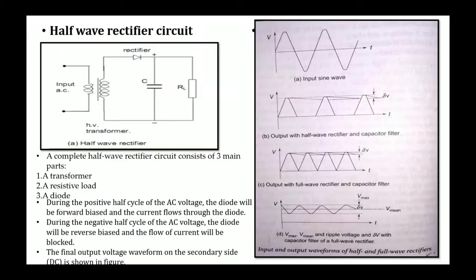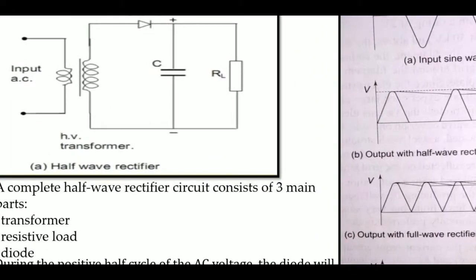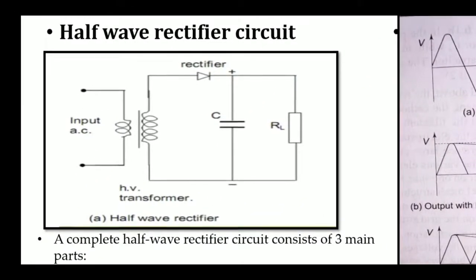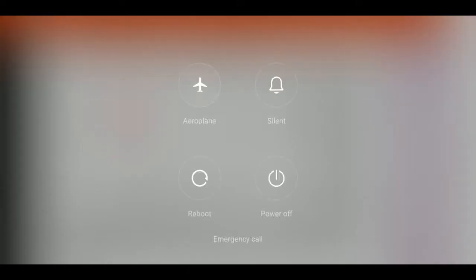Now this is the circuit diagram for the half wave rectifier circuit. Basically, what components does it consist of? What are the main parts? A complete half wave rectifier circuit consists of three main parts. Keep it in mind. The first one is a high voltage transformer, then the resistive load, and this is the diode, nothing but the rectifier. So what input are we providing here? That is AC. This AC should be converted into what?